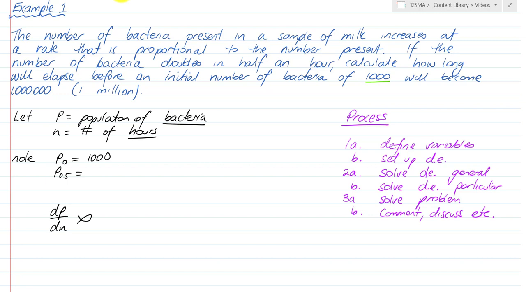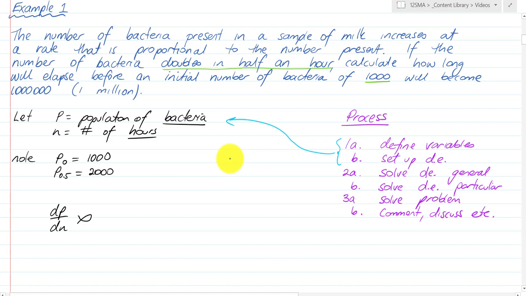The population at half an hour, because it doubles in half an hour, is 2,000, and that will be important as well. There should always be some extra information, some sort of data point somewhere, because you're going to end up with constants that you need to solve for. Unless it's a really general question, you're probably going to end up with constants, so just be wary of that information. So step 1 is to define our variables, which I think we can agree we've done here already.